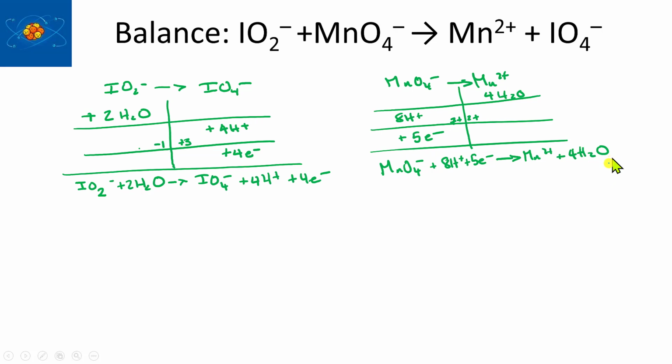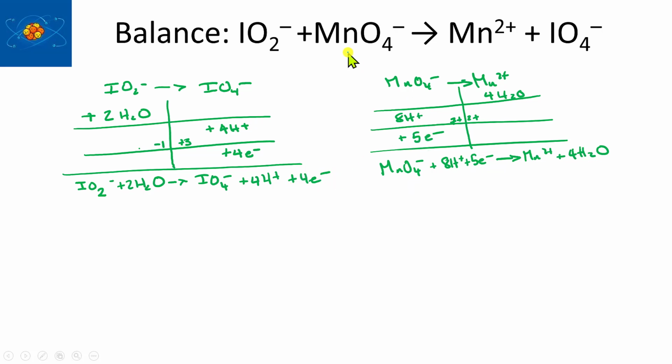Now, we need to combine these. In order to combine them, we're going to make sure we can cancel the electrons. So there's 4 here and 5 here. I should point out, I didn't mention this earlier, this is the oxidation half reaction with the electrons over here, and this is the reduction half reaction with the electrons on the left side. So this is the gaining of the electrons, and this is the loss of electrons.